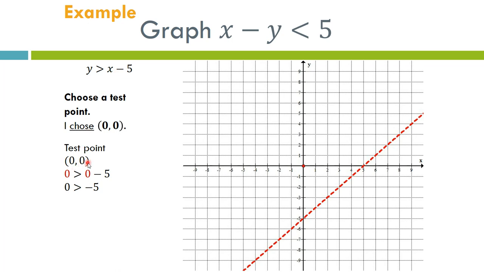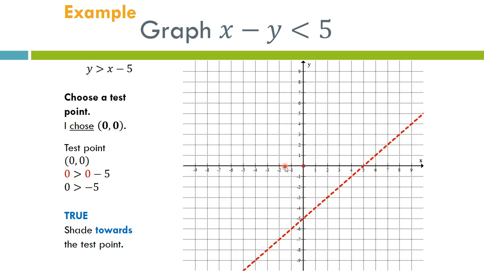So when I plug in 0, 0, 0 for x and 0 for y, I get this, where 0 is greater than -5. So is that true or is that false? Well, that's true. 0 is bigger or greater than -5. So I look where my point is. Because my test point made my inequality true, that means that everybody else on this side of the line is also going to make my inequality true because 0 falls on this side.